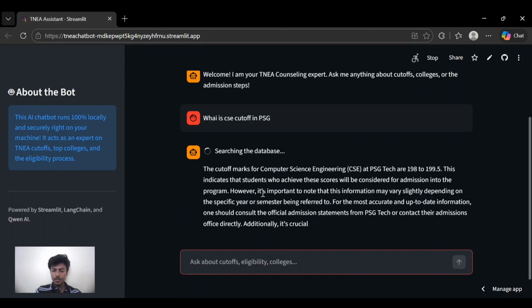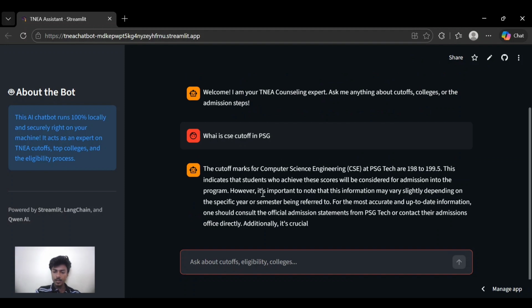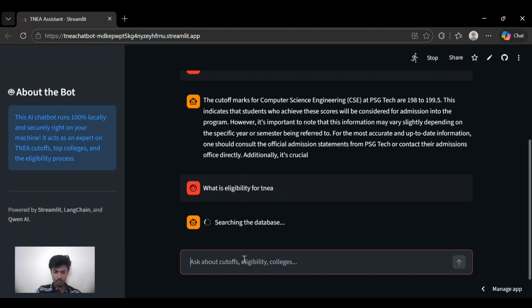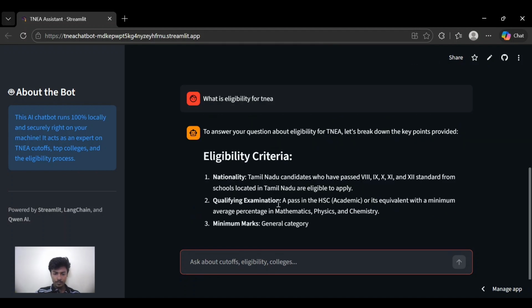As you can see, the chatbot retrieves the relevant information from the dataset and generates an appropriate response. This is done by using the RAG model, where the system first retrieves the data using FAISS and then generates the answer using the language model. Now we'll try another query, like what is the eligibility for TNEA? The chatbot correctly provides the eligibility criteria, showing that it can handle different types of queries accurately.